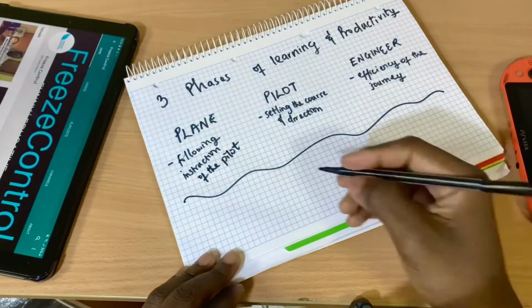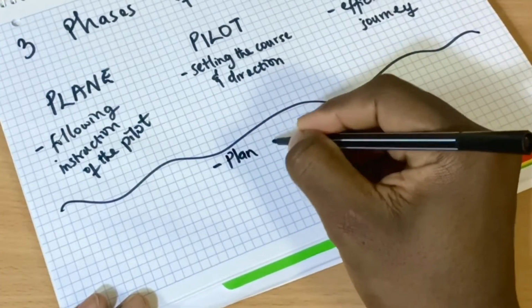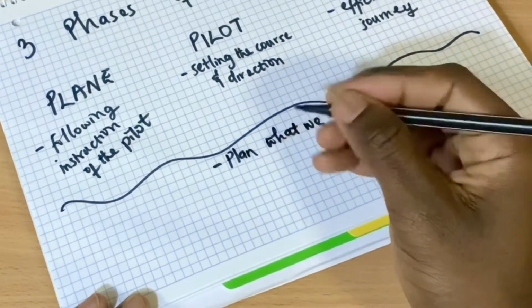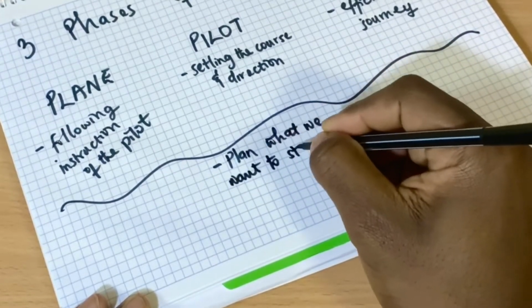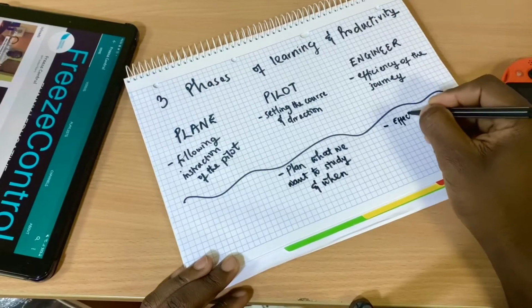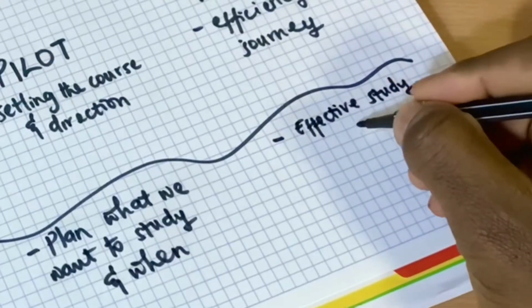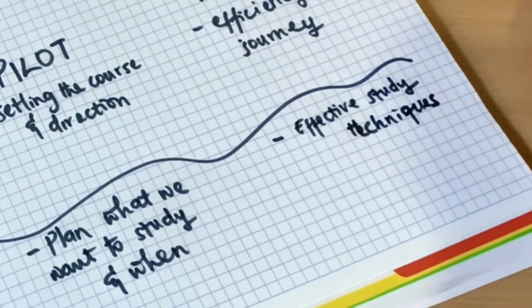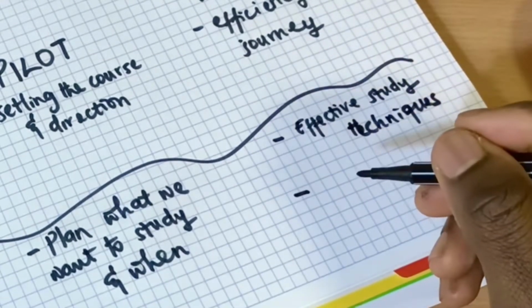Now, bringing this to learning, we are the pilots when we plan what we're meant to study and when we're meant to study. So if I wake up in the morning and say, okay, today I'm meant to study histology, I'm meant to study biochemistry, or what have you, I'm in the pilot's mode. And I'm in the engineering mode when I use specific study techniques like active recall and Feynman's principle, which I'm going to be talking about soon.